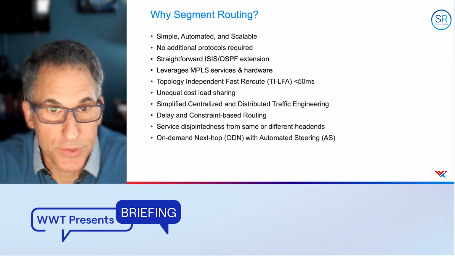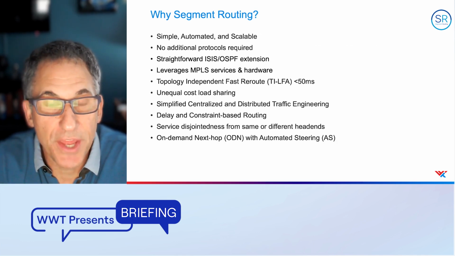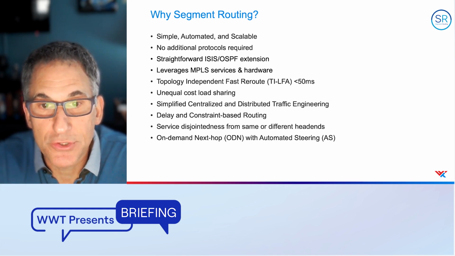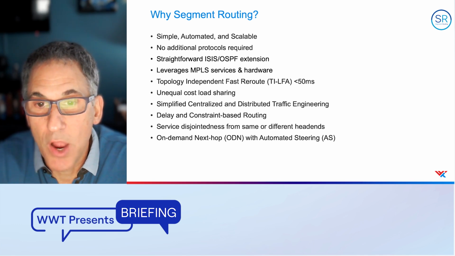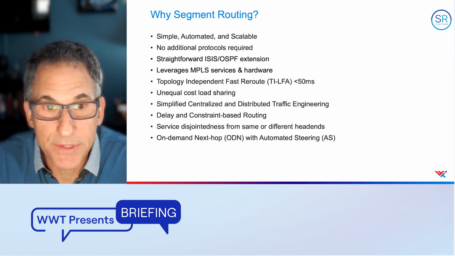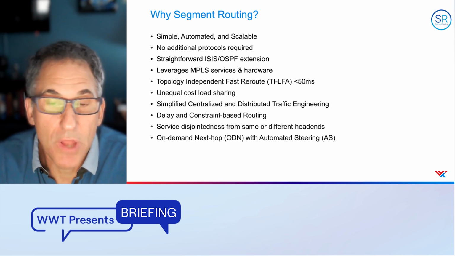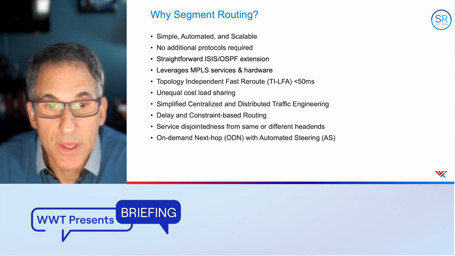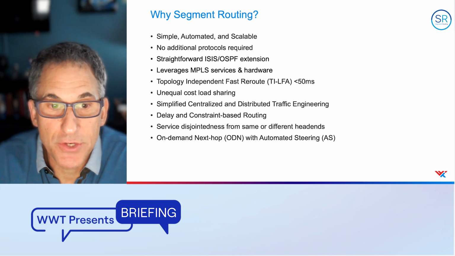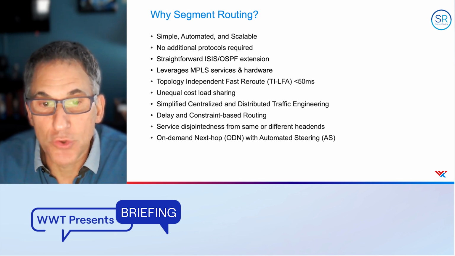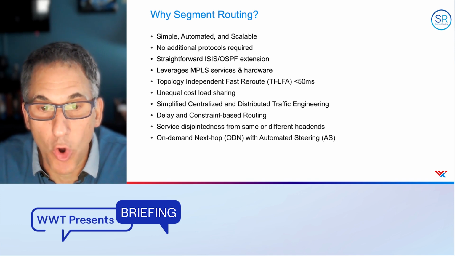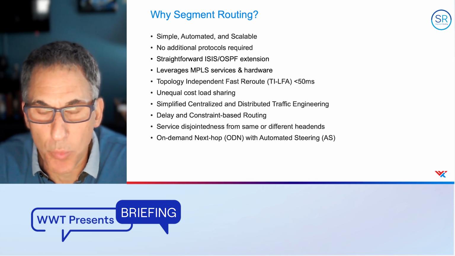No additional protocols. It uses straightforward extensions to ISIS and OSPF. It leverages existing MPLS services and hardware. It offers topology-independent fast reroute, which means we can converge in less than 50 milliseconds. We get unequal cost load sharing, both centralized and distributed traffic engineering. We also get delay and constraint-based routing, along with service disjointness from the same or different head end. And this is all accomplished very simply with what we call on-demand next hop, or ODN, with automated steering.